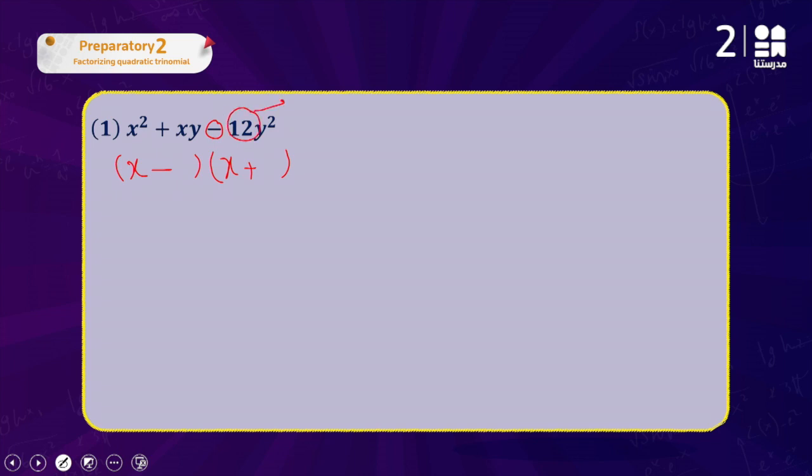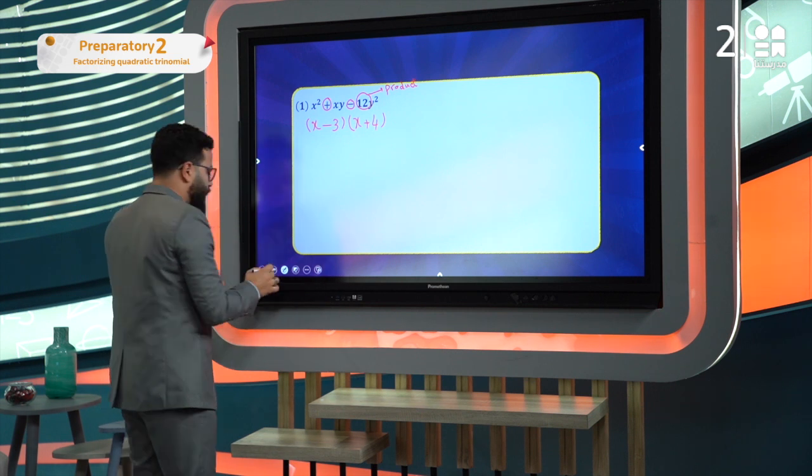The product is 12. And their difference is 1. So this is 4 and 3. And we said the greater takes the sign of the middle term. So here 4, here 3. Is it clear? Now we have finished the factorizing.